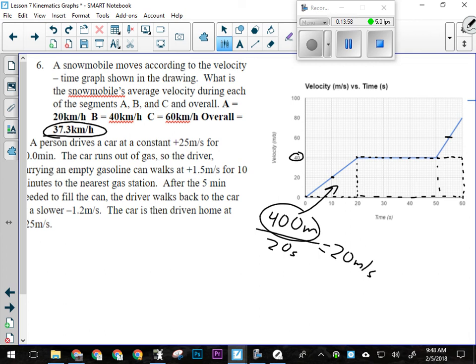So this rectangle here is 40 on the base, and it's 40 high, right? So 40 times 40 should be, what, 1,600? Sounds about right. And then I've got this small triangle here on the top that is 40 high by 10 wide. So 40 times 10 is 400 divided by 2. This is 200. So we're going to have 2,200 meters as our total displacement. And our total time was 60 seconds.